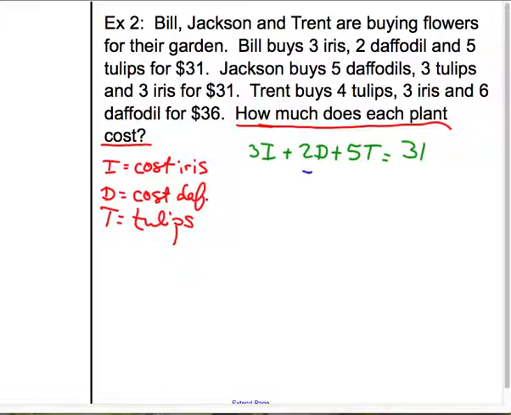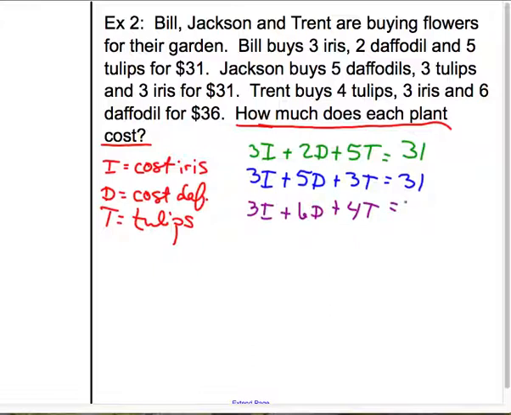Jackson buys 5 daffodils. Make sure that you get your variables lined up. This time they didn't give it to us in the same order. Plus 3 tulips and 3 irises for $31. And finally we have Trent buying 4 tulips plus 3 irises and 6 daffodils, this time for a total of $36.